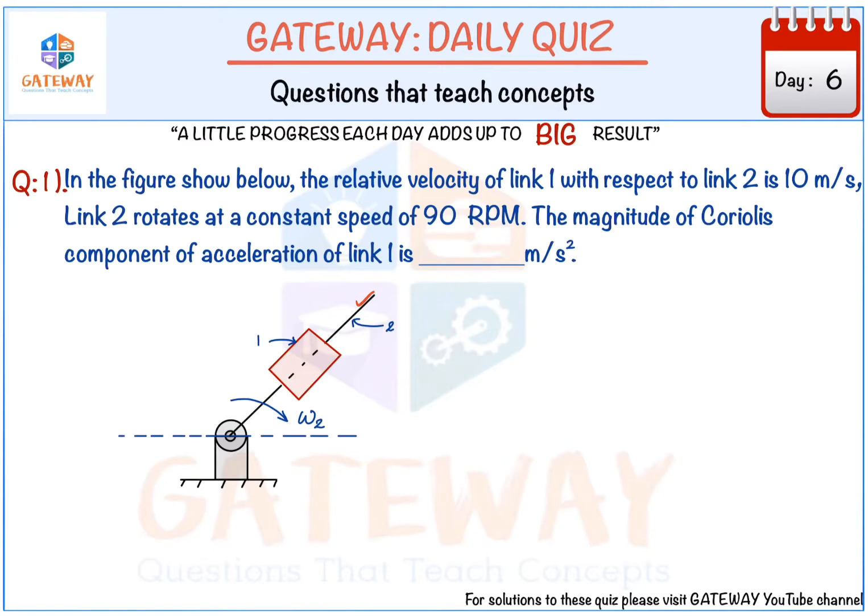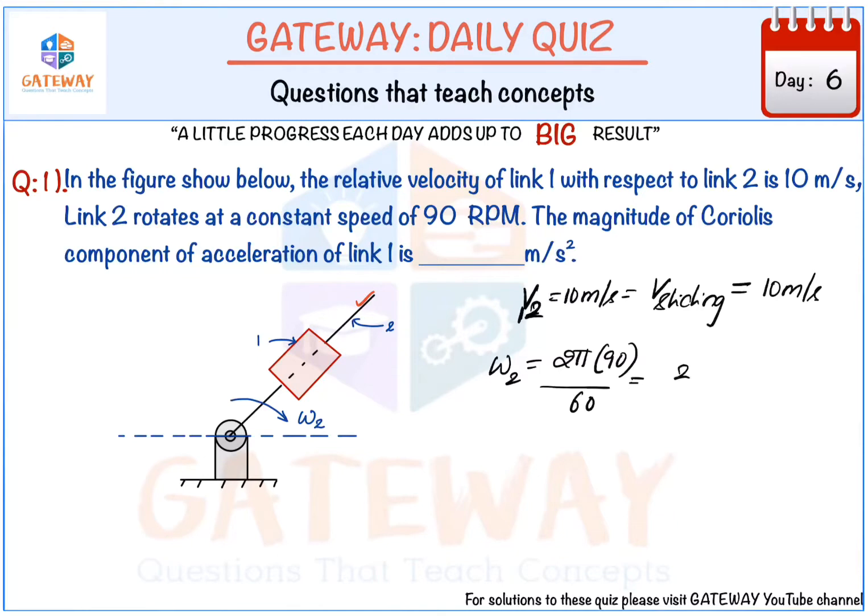It's an easy question. Link 2 is having a velocity of 10 meter per second, that is nothing but v sliding, link 1 with respect to link 2. This link 1 with respect to link 2 is sliding; link 1 slides on link 2. Therefore V12 is 10 meter per second, and v sliding is 10 meter per second. Now for omega 2, rpm is given, so 2 pi into 90 upon 60.